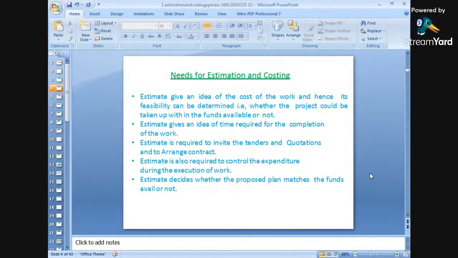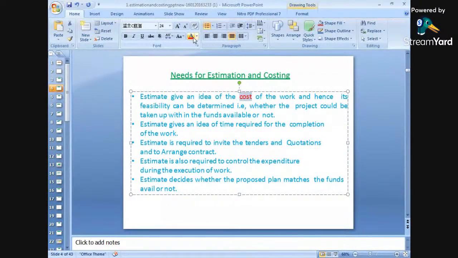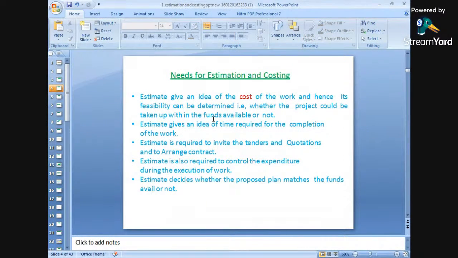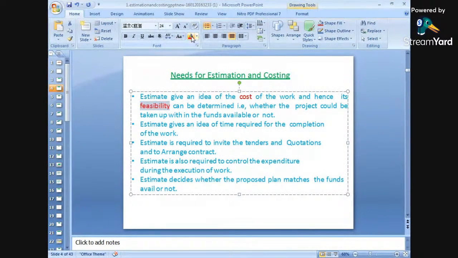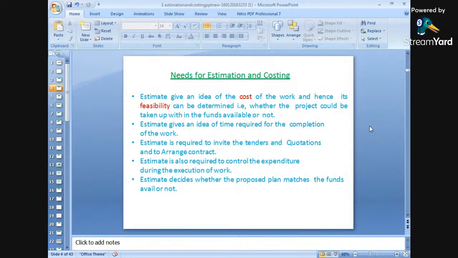Why is estimation and costing to be carried out? Why is it important to find out the cost of any structures? What is the need for estimations? The estimate gives an idea of the cost of the work, and hence its feasibility can be determined. That means with the help of this we can find out the cost of the work and whether it is feasible to execute the particular type of work.